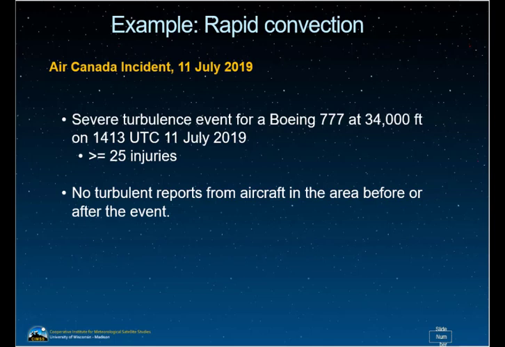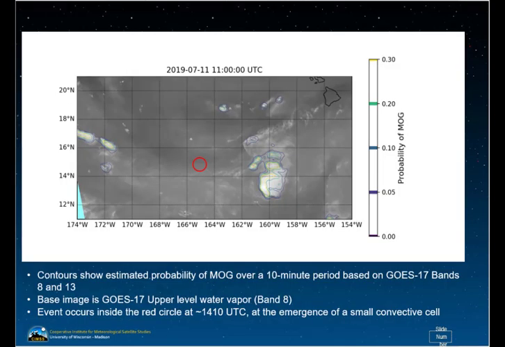Here's an example of a very hard-to-detect event, one that does test the limits of the algorithm. This was isolated severe turbulence on board an Air Canada 777 that resulted in more than 25 injuries. It occurred over the Central Pacific. The contours, I'll show the animation shortly, show MOG probability based on water vapor and infrared imagery only. No GFS data were included in this case. The event occurred in the red circle and was associated with the first episode of convection that developed in the region. Let me show you the animation.